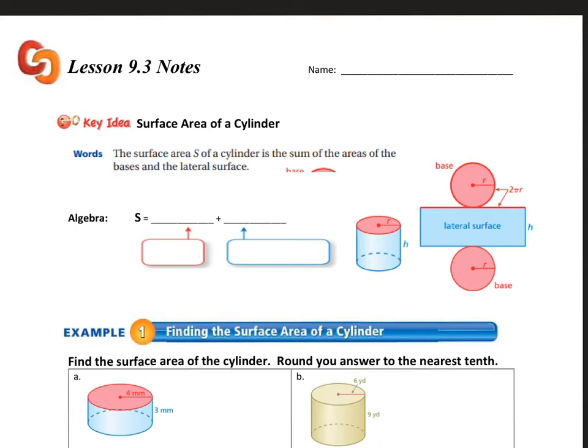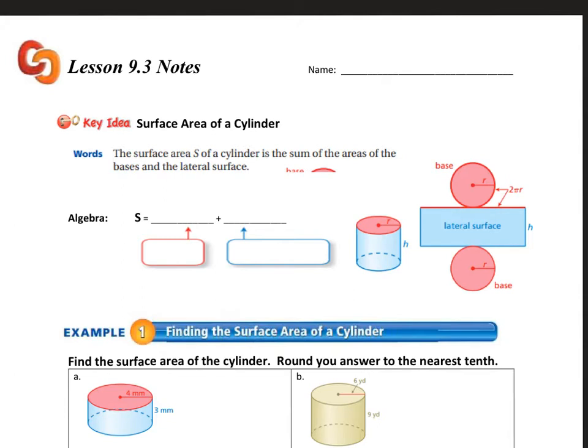The surface area of a cylinder is the sum of the areas of the bases and the lateral surface. This is nothing new. This is pretty much what we've been doing for all the other surface areas. We find the area of the base, and then we find the area of the lateral faces, and we add them up together and we get the surface area.